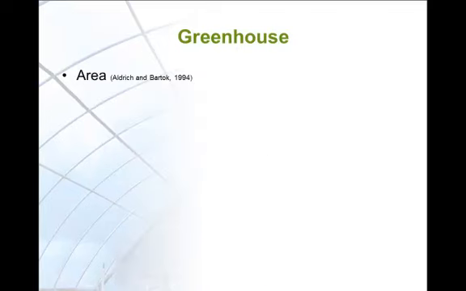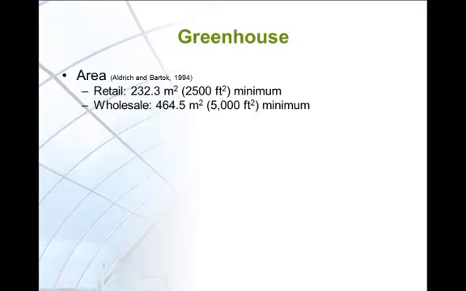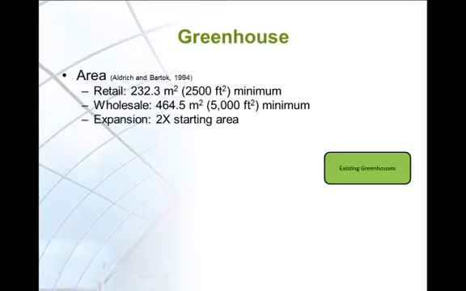When designing a greenhouse for a new business, how much growing space will you need? For the floor area, Greenhouse Engineering Book recommends a minimum starting area of 232.3 square meters for retail operations and 464.5 square meters for wholesale operations. Always remember to leave room for expansion. The recommendation is 2 times the starting area.